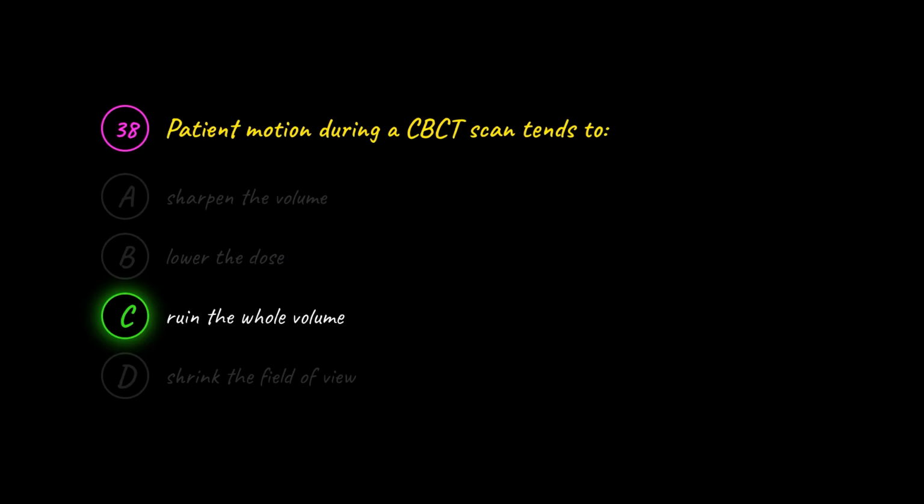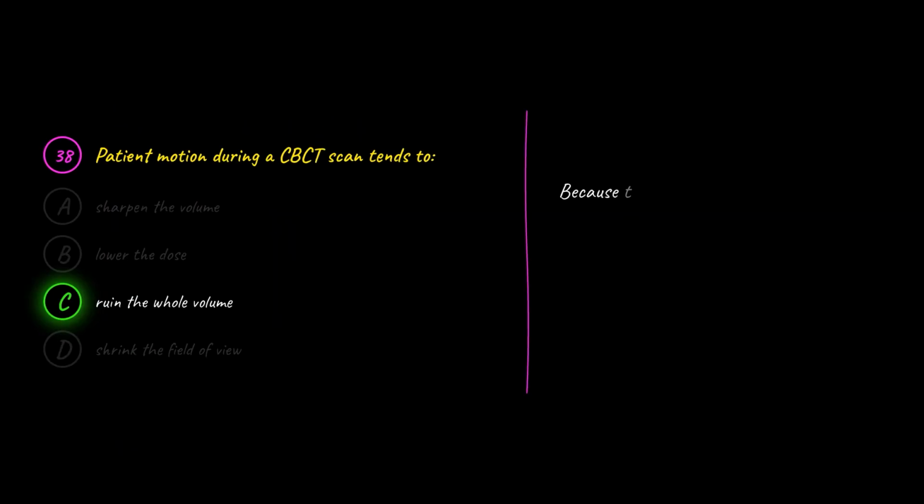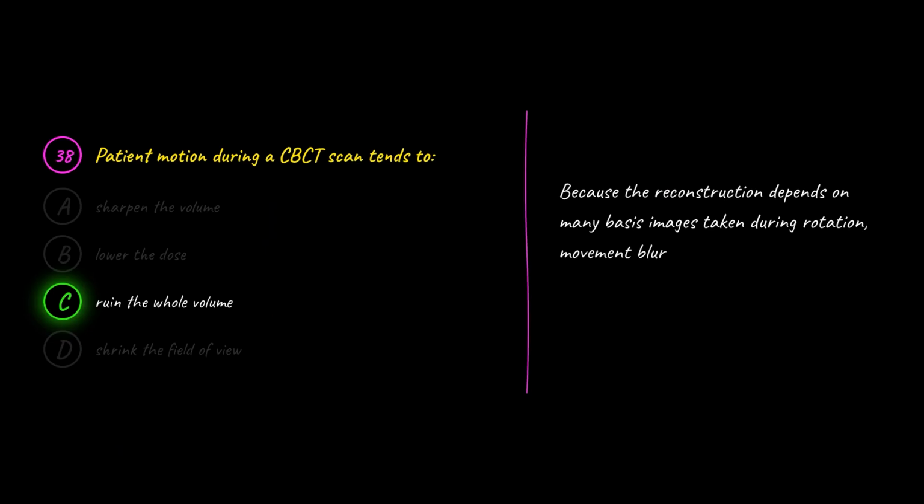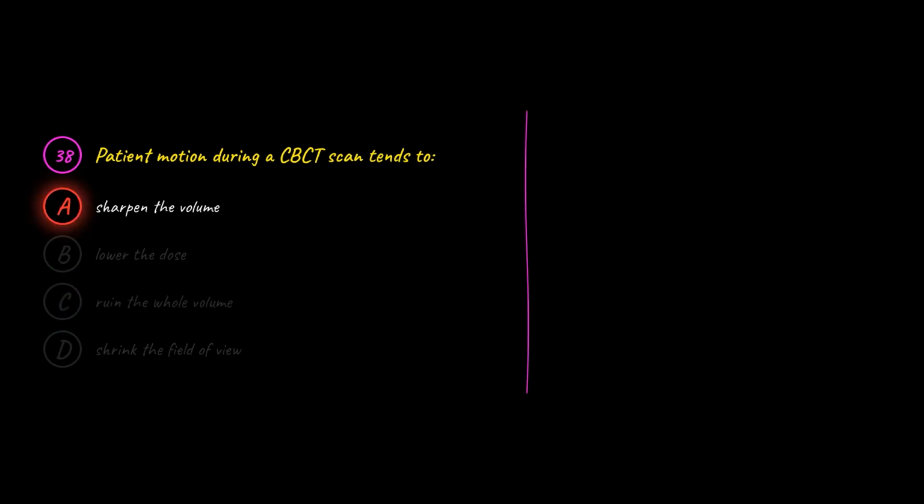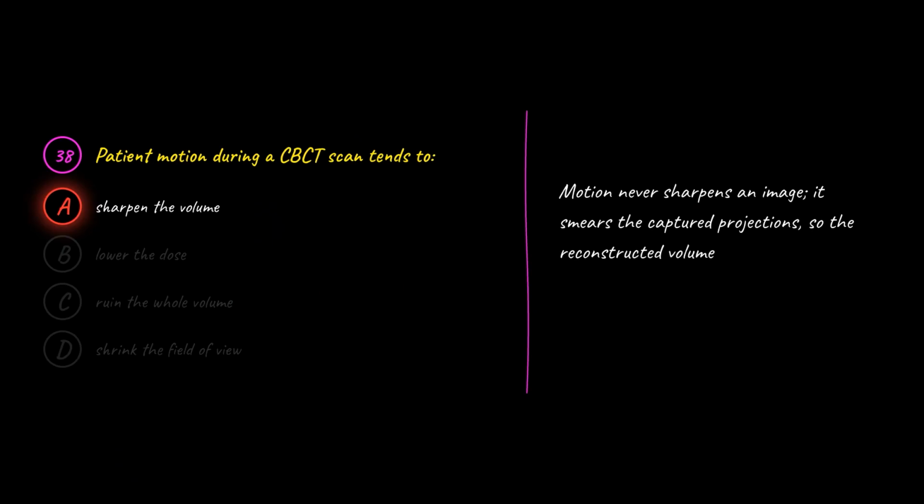The correct answer is C. Ruin the whole volume. C is correct because the reconstruction depends on many basis images taken during rotation. Movement blurs the data across the entire data set, so motion can degrade or ruin the whole volume, not just one slice. A is wrong because motion never sharpens an image. It smears the captured projections, so the reconstructed volume loses definition rather than gaining the crispness this option claims.